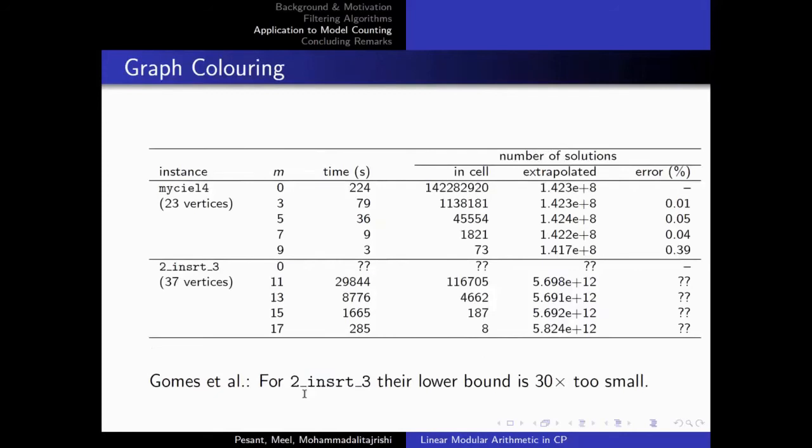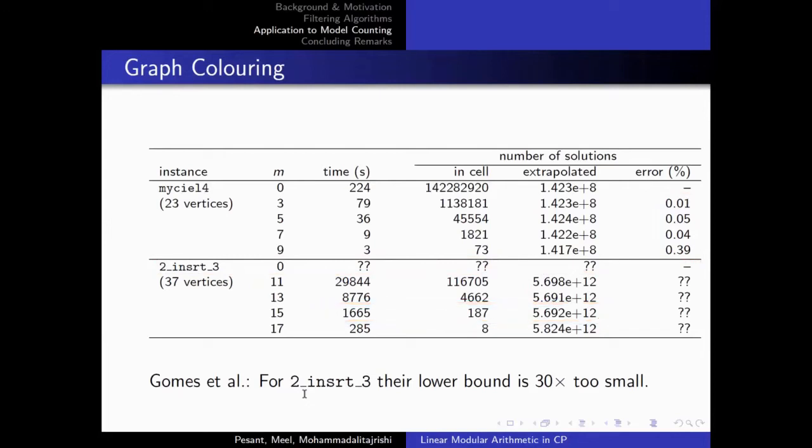Finally, some graph coloring instances. Lots of solutions here. You see that we can add quite a few modular arithmetic constraints. Very close approximations. For the second instance, we did not dare enumerate all the solutions. That would take a very long time, but we see from the convergence of our results that we're likely to be quite close. And within half an hour, we get a quite close approximation.